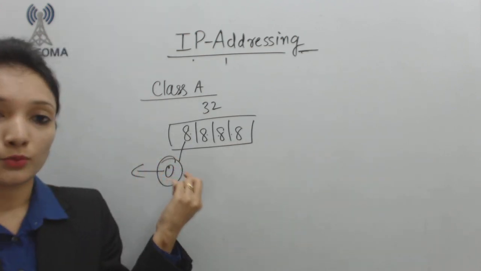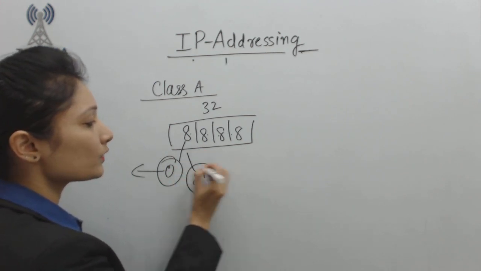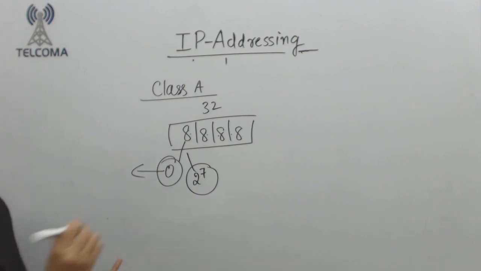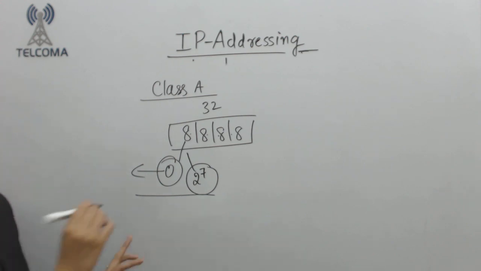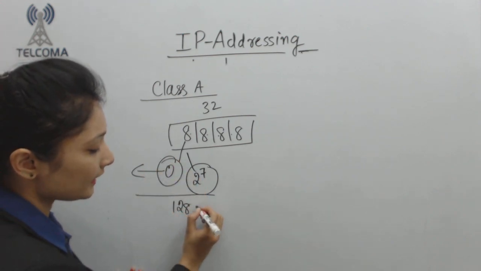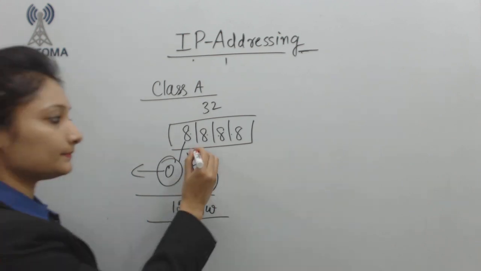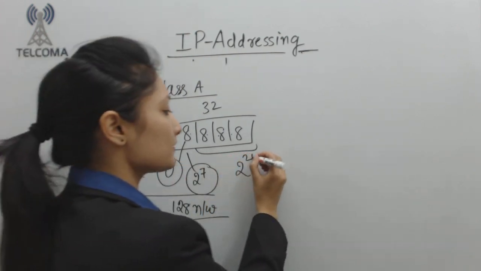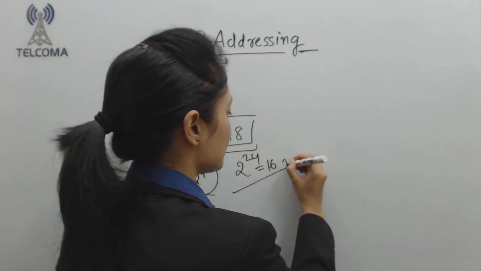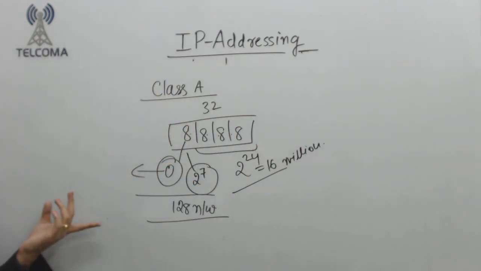So we're just talking about the class A address here. I'm saying that the 0 is taken here, so it is left with only 2 raised to power 7. So this forms your network ID here. So 2 raised to power 7, that means in class A you have 128 networks here, and then 2 raised to power 24, that means 16 million addresses here in class A.